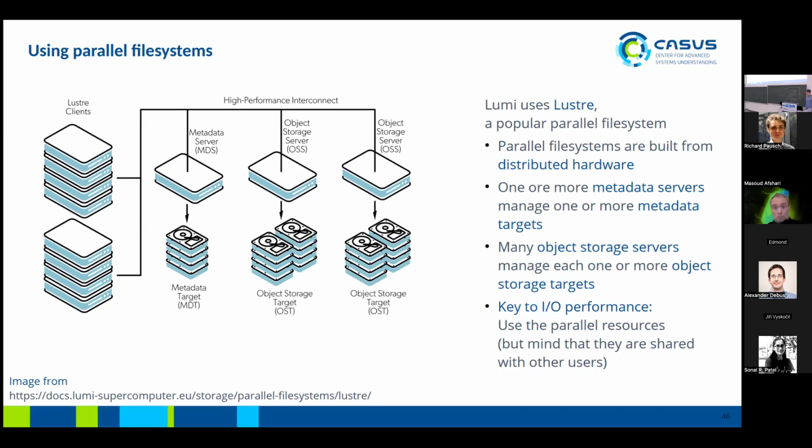And the key to getting I/O performance, because if we look, for example, at the 10 terabyte per second that I mentioned yesterday, which Frontier supports, you will not get those 10 terabyte per second when you write to just one single one of those targets, but you need to make use of the parallel resources while keeping in mind, as I said, that it's a shared resource, and if you overload the system, you will kill other people's performance.